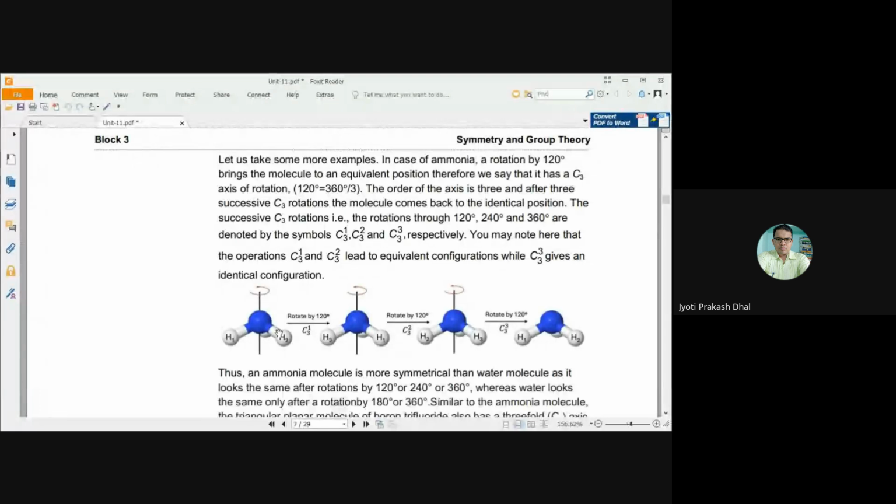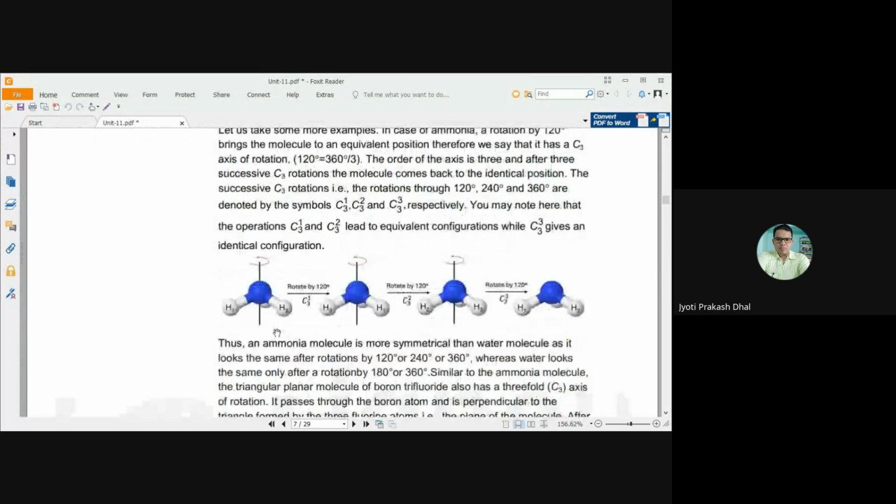So here we have taken the example of the ammonia molecule. You can see the structure of the ammonia molecule is trigonal pyramidal, or simply pyramidal. In the ammonia molecule, the central atom is the nitrogen atom, and the three hydrogen atoms are mentioned as H1, H2 and H3.